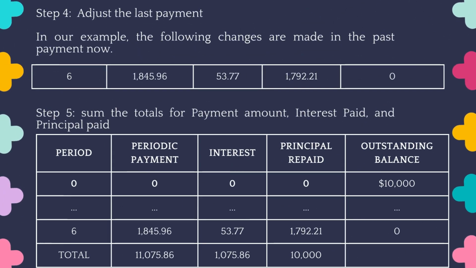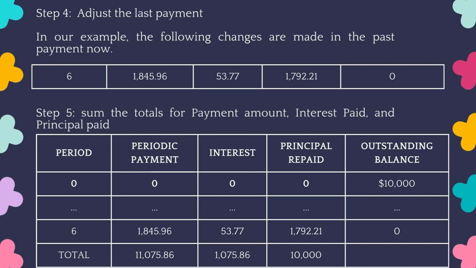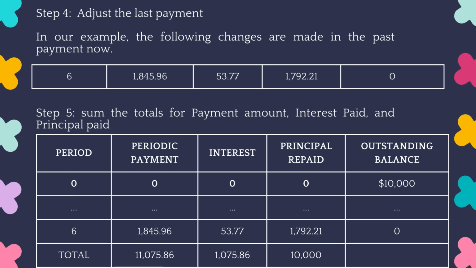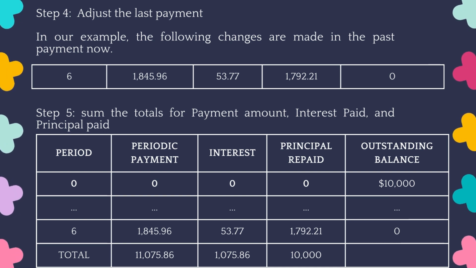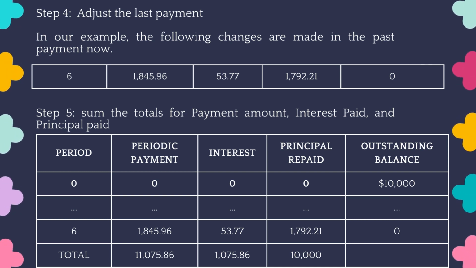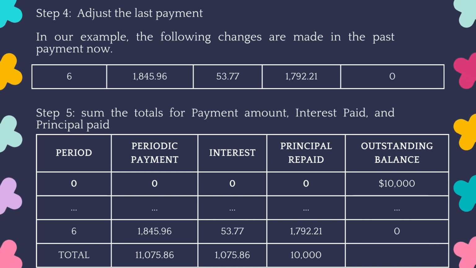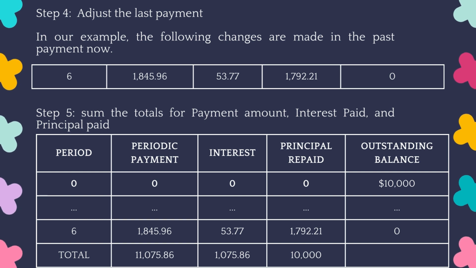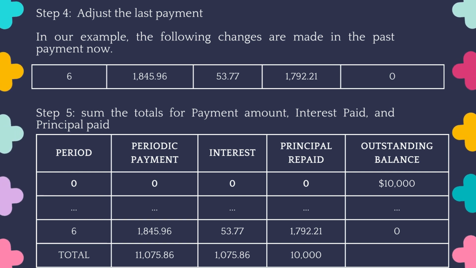And then the last step is to adjust the payment. So in our last example, the following changes are made in the last payment now. So we already have our values. Now let's proceed to sum the totals of periodic payment, the interest, principal repaid, and outstanding balance.